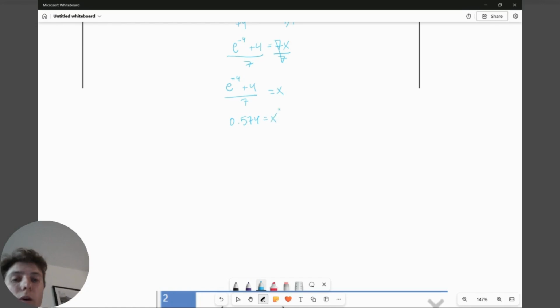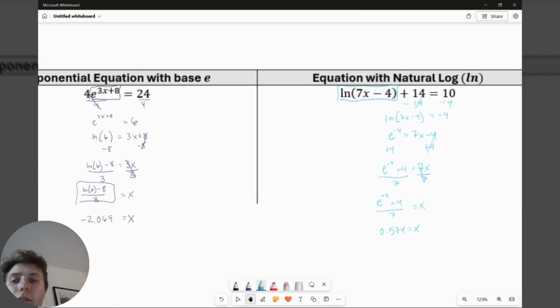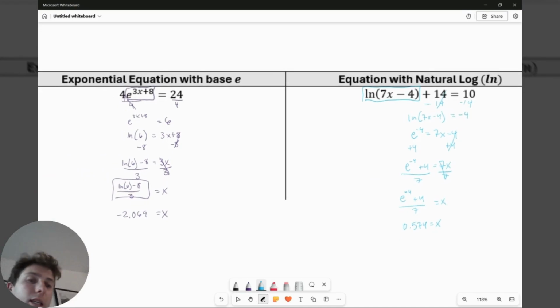And there is our solving process. Solving with a natural log versus solving with an exponential where the base is e.